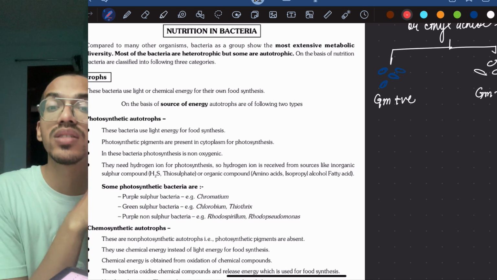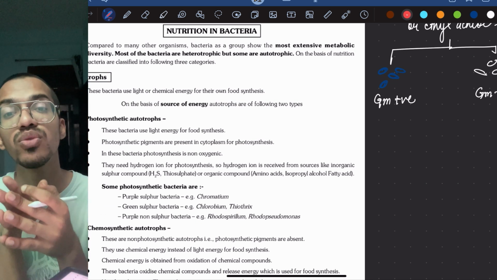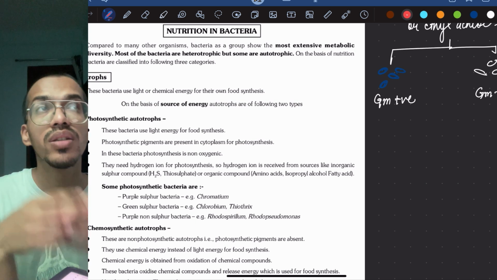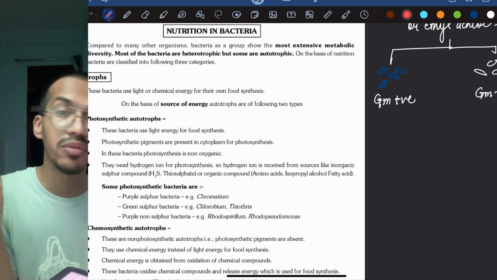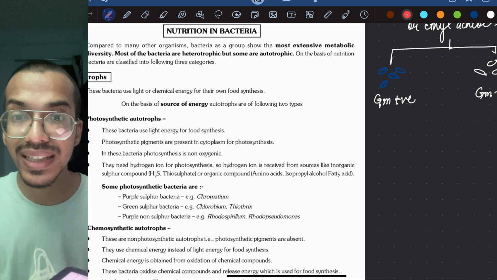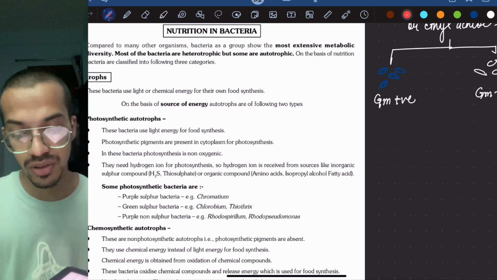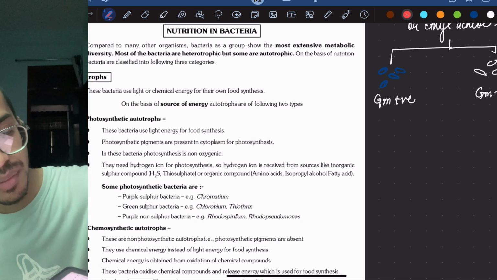Then there are certain bacteria which are free living also. They can sustain in other ways of eating other things. So this is only given to you, and here we are going to be learning one by one.